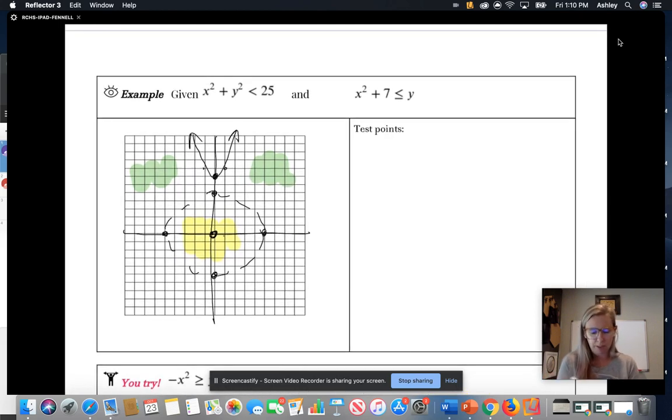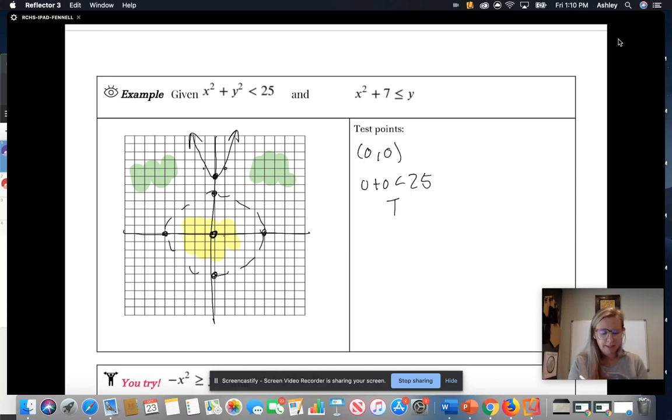So let's just try some points. Let's try 0, 0. Test that out. When I test that in my circle, I get 0 plus 0 is less than 25. Looking good. Okay, so that means that inside the circle is the area I want to shade. Cool, because I just tested a point inside the circle and it was true for the circle. So that is the area that's going to be true for the circle.